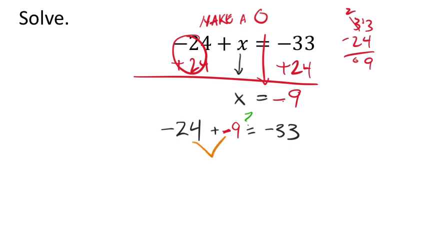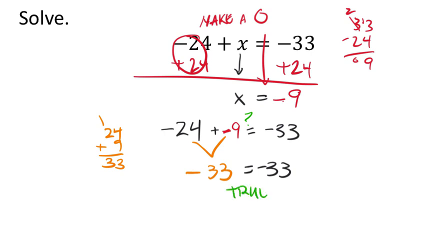But I got a negative plus a negative, so it's just going to become more negative. More meaning take the 24 and 9 and add them together. That's how negative the result is going to be. 4 plus 9 is 13. Carry the 1. 1 plus 2 is 3. So I end up with negative 33 equals negative 33, which is true. Since it's true, we did in fact find the solution.